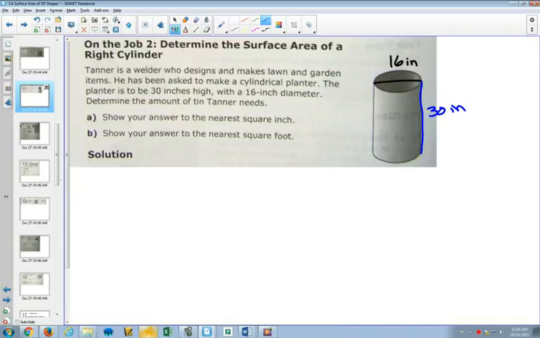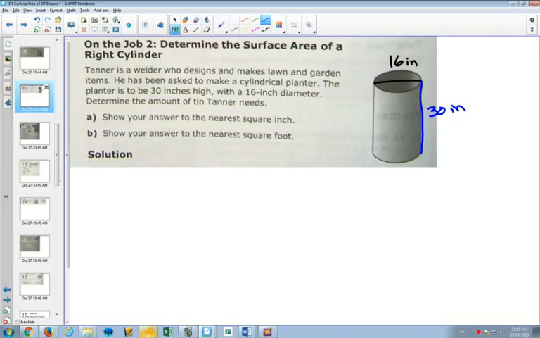If he's making a planter, well, obviously there's going to need to be tin around it, and you're going to need to have tin on the bottom, but will you have tin on the top?